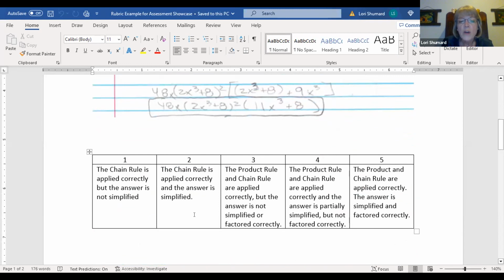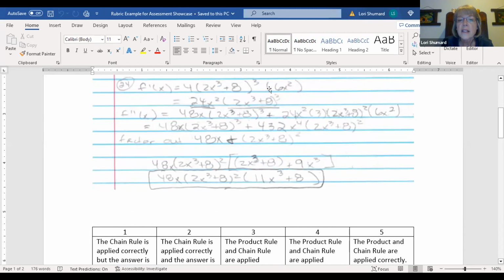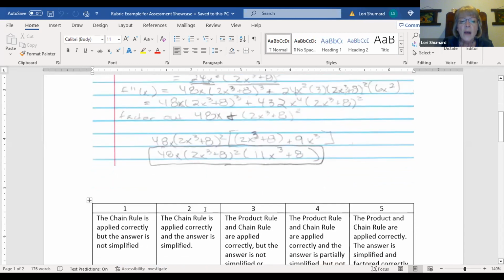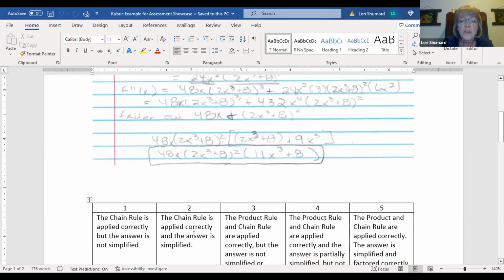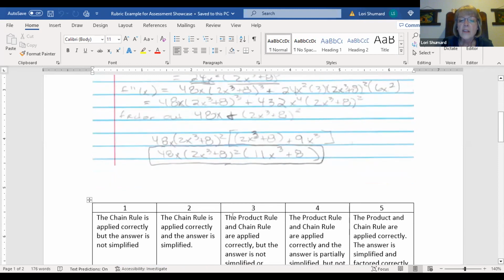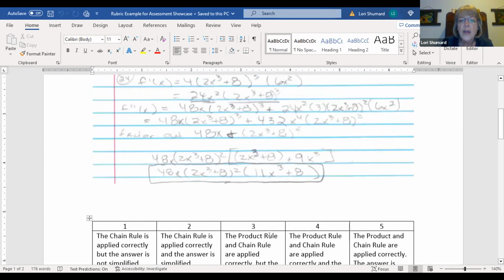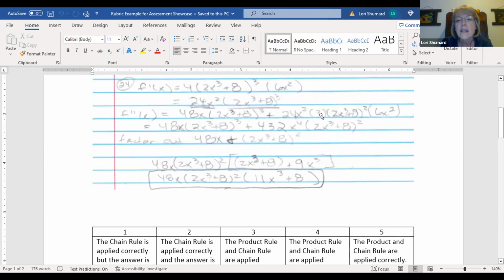If it's a 5-point question, and the chain rule is applied correctly, but the answer is not simplified, they get 1 point. I explained to them that that's the first line. The second, you get 2 points if the chain rule is applied correctly and the answer is simplified. That means they got through the first derivative. They get 3 points if they use the product rule, because they're supposed to take the second derivative, and the chain rule is applied correctly, but the answer is not simplified or factored correctly. So that would be this line.